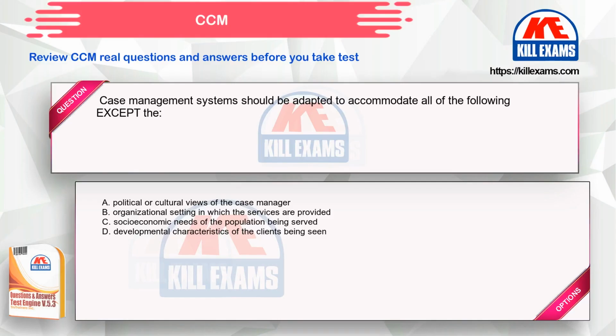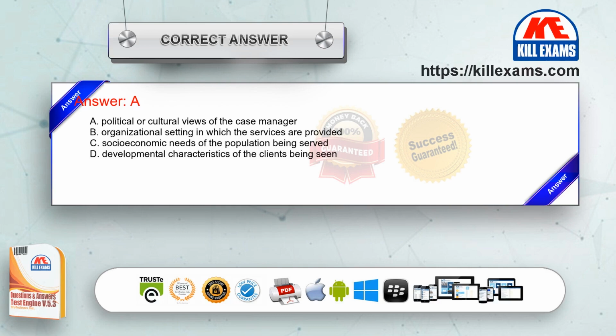Case management systems should be adapted to accommodate all of the following except the: A. Political or cultural views of the case manager. B. Organizational setting in which the services are provided. C. Socioeconomic needs of the population being served. D. Developmental characteristics of the clients being seen. The correct answer is option A.